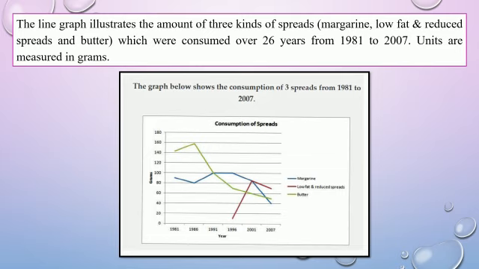Now green color denotes butter, blue denotes margarine, and the brown denotes low fat and reduced spreads. Can you see this line graph which represents consumption of spreads?